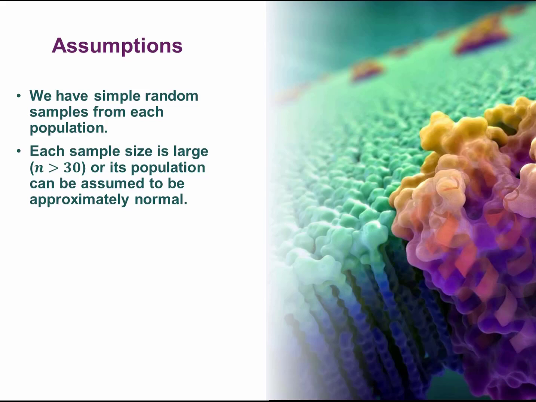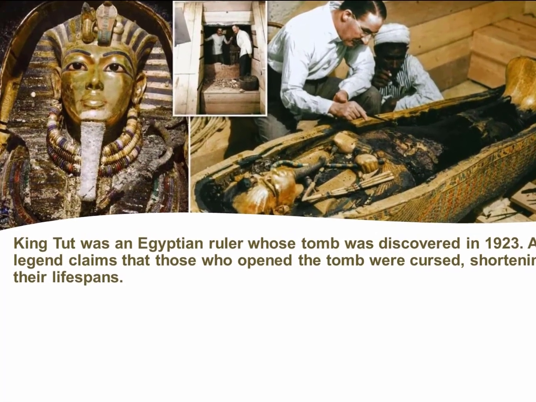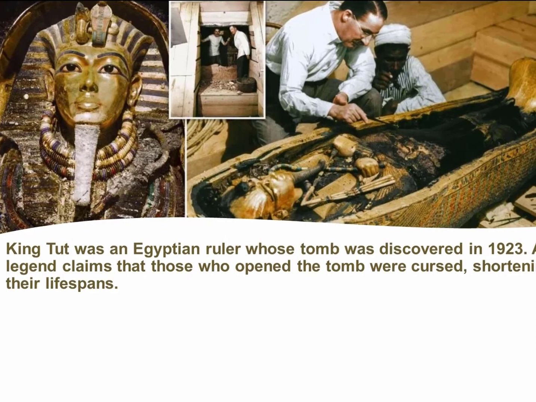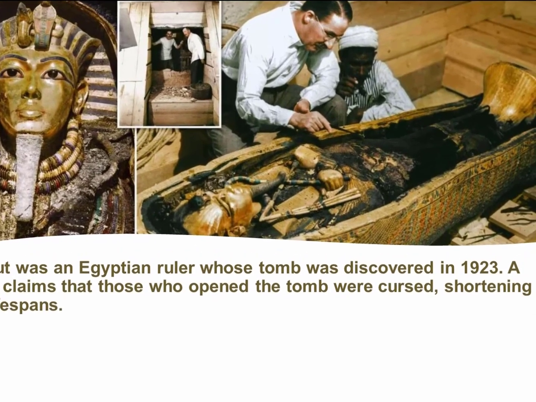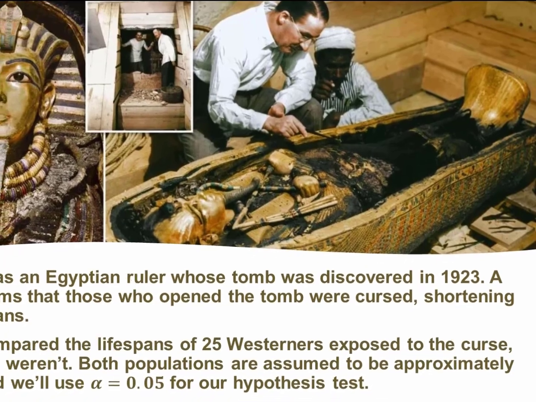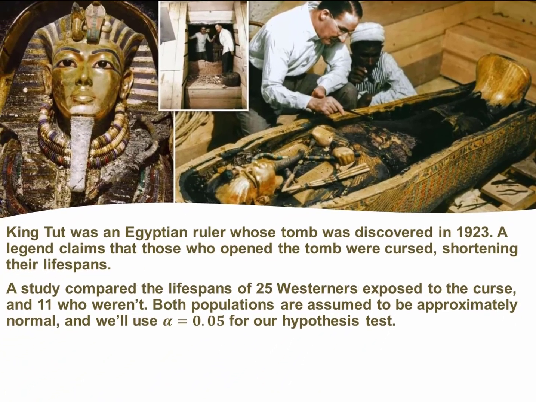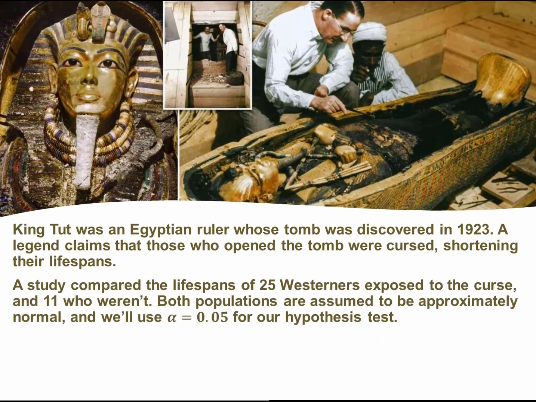Let's consider an example. King Tut was an Egyptian ruler whose tomb was discovered in 1923. A legend claims that those who opened the tomb were cursed, shortening their lifespans. A study compared the lifespans of 25 Westerners exposed to the curse and 11 who weren't. Both populations are assumed to be approximately normal, and we'll use alpha equals 0.05 for our hypothesis test.